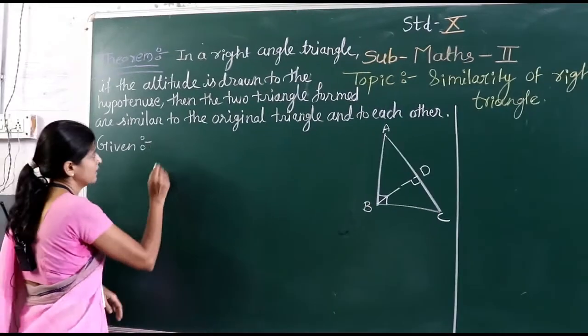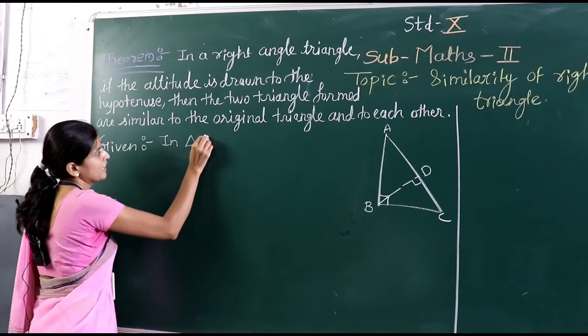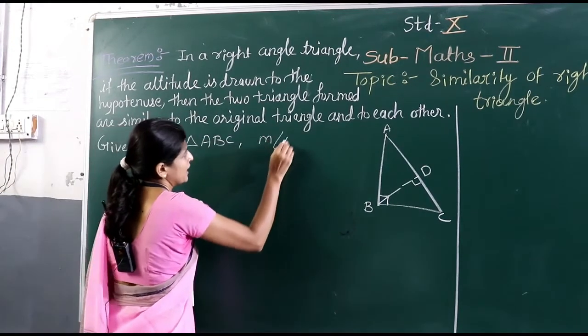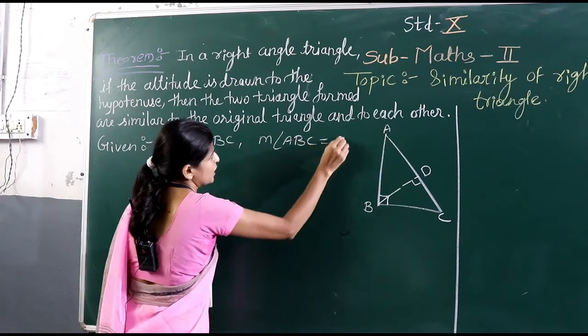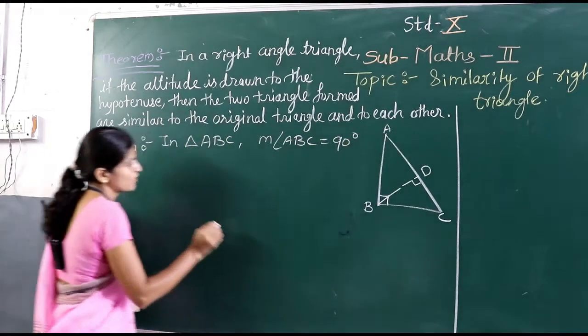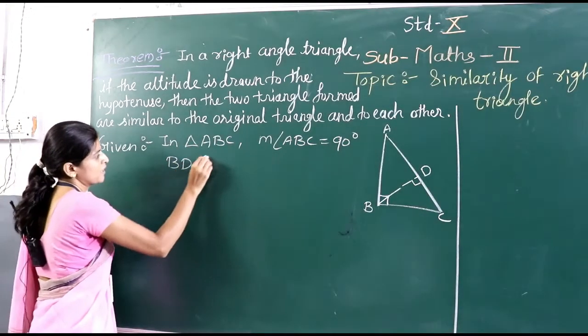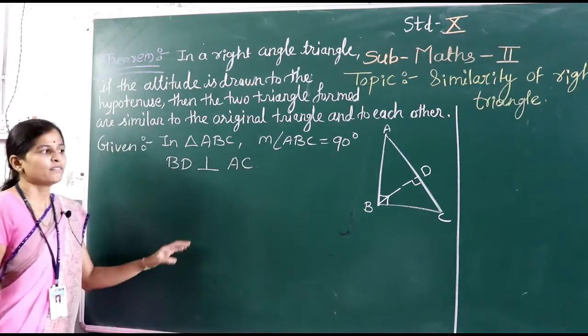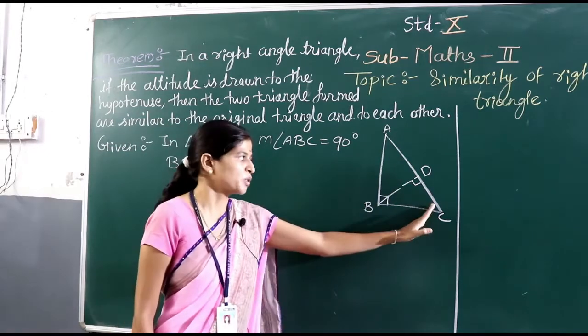Now what is given? We consider a triangle ABC. In triangle ABC, angle ABC is equal to 90 degrees, and we drew BD perpendicular to AC. We consider BD perpendicular to AC.